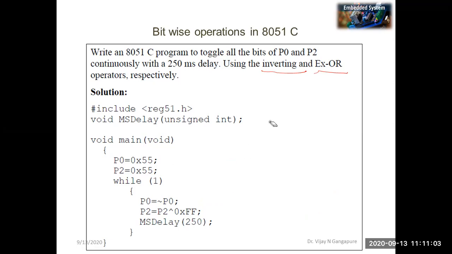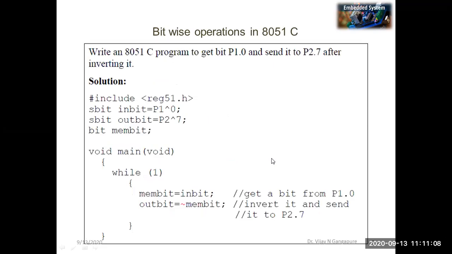Okay, so let us move to next. The next program is: write an 8051 C program to get bit P1.0 and send it to P2.7 after inverting it. What we have to do is read the bit, 0 or 1, on pin number 0 of port 1, invert that, and send that inverted bit to port pin number 7 of port 2.